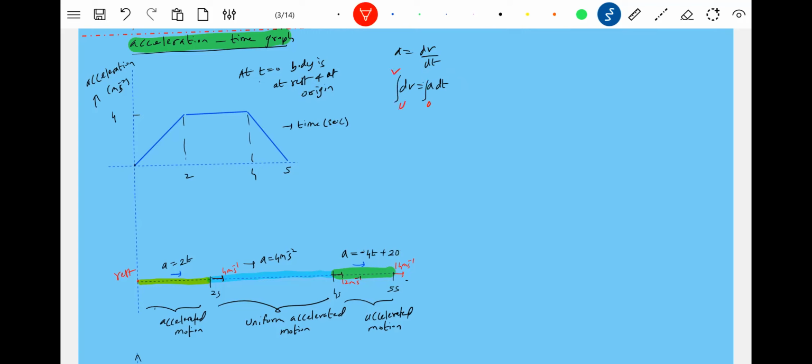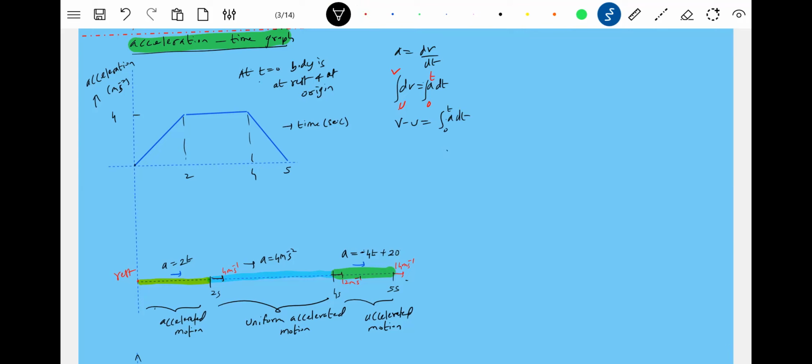At t equals 0, initial velocity is u. At any time t, let v be the velocity. Then the equation will become v minus u equals integral of a dt. So what is this a dt? This should be the area.